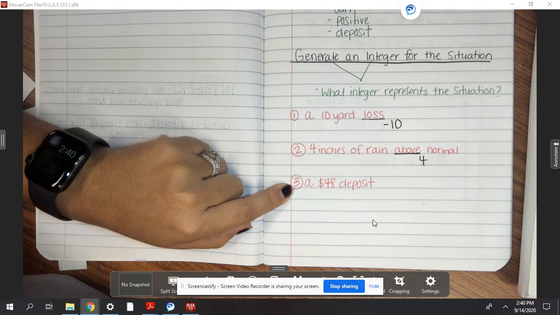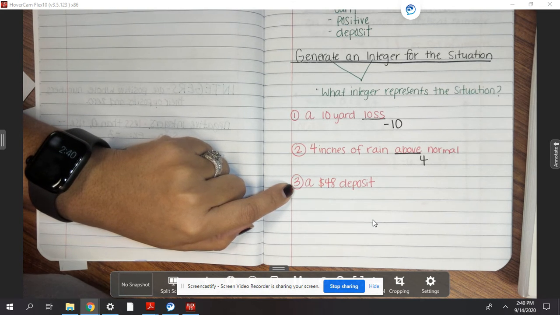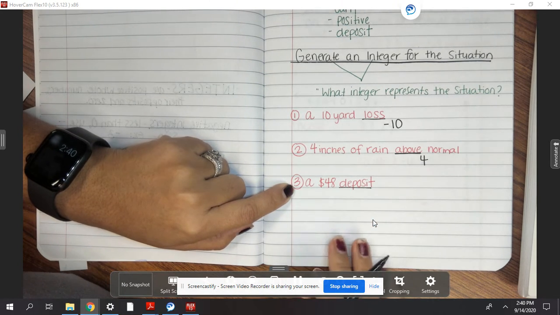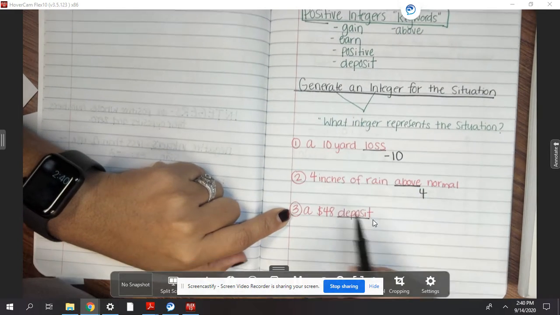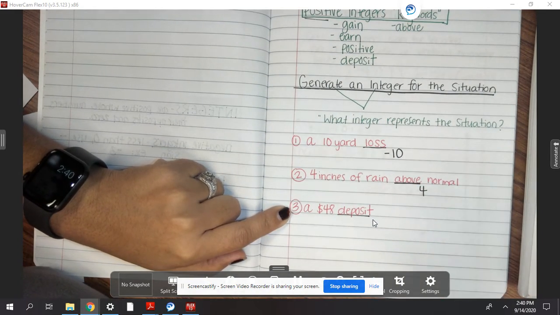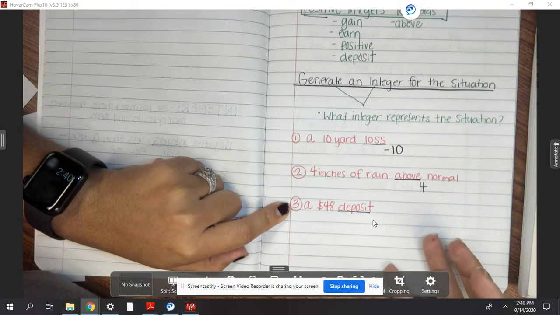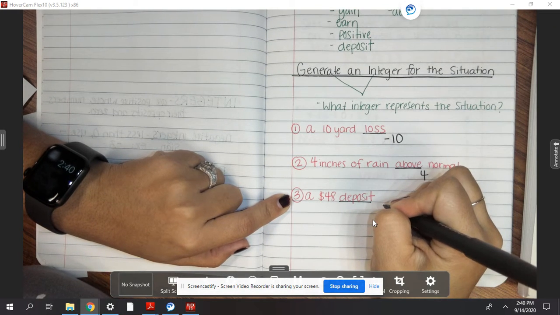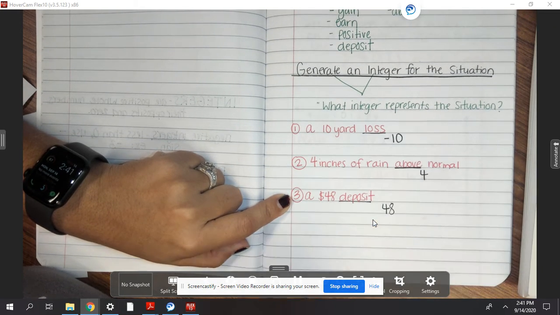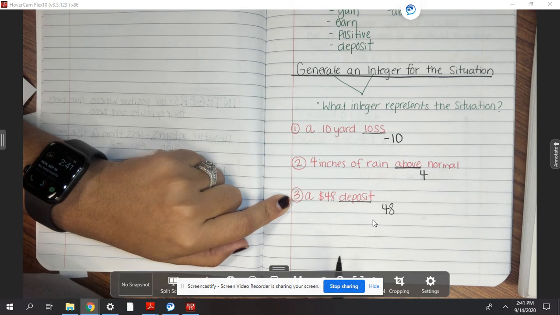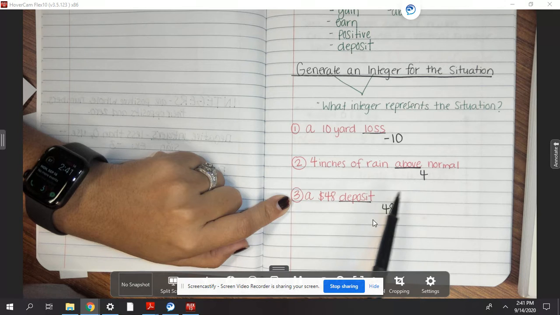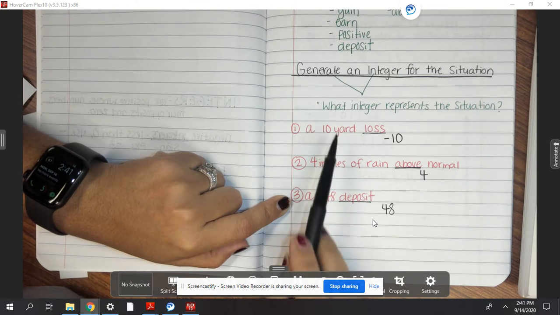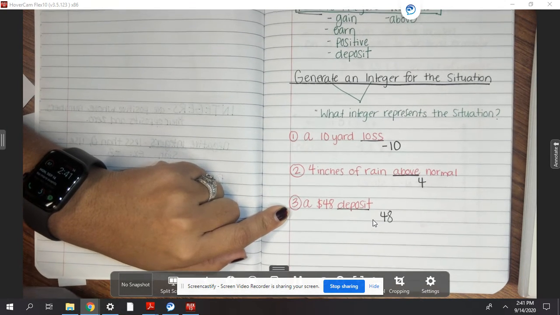And number 3, a $48 deposit. Deposit is another keyword used for positive integers. So when I deposit something, or I'm putting something in my bank, I'm adding more to it, right? So my integer that I'm generating is 48. And that's it. So when you're doing your practice and generating integers, you're giving me the integer that represents the sentence or the situation given.